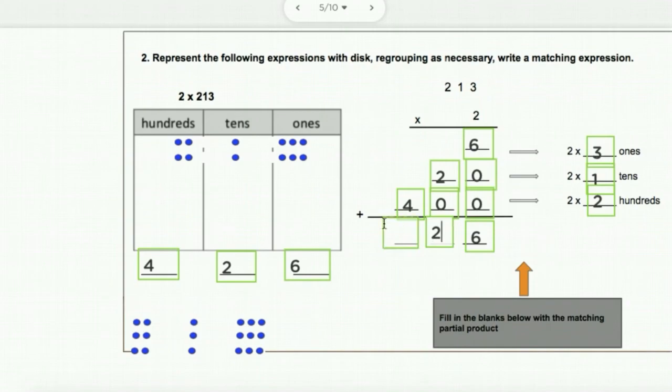Good, 2. And now I'm in that hundreds place. 4 plus nothing. Good, 4. Do my products match? Did I get the same answer both times? I did, so I'm good to go.